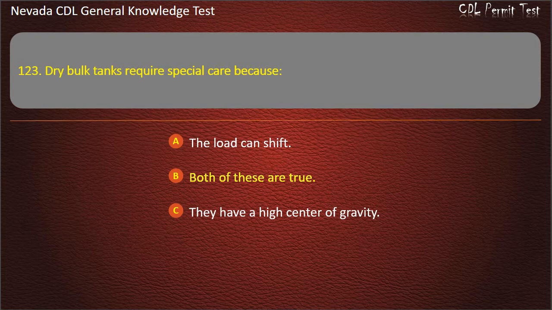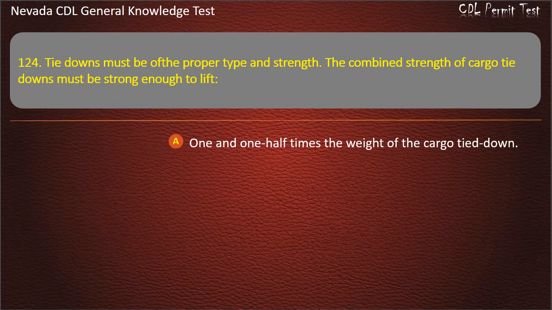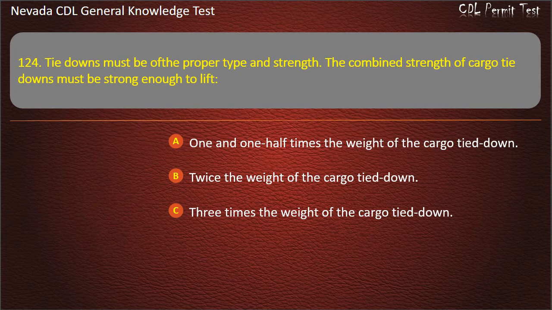Question 124. Tie downs must be of proper type and strength. The combined strength of cargo tie downs must be strong enough to lift 1.5 times the weight of the cargo tied down. Twice the weight of the cargo tied down. 3 times the weight of the cargo tied down. Answer. 1.5 times the weight of the cargo tied down.